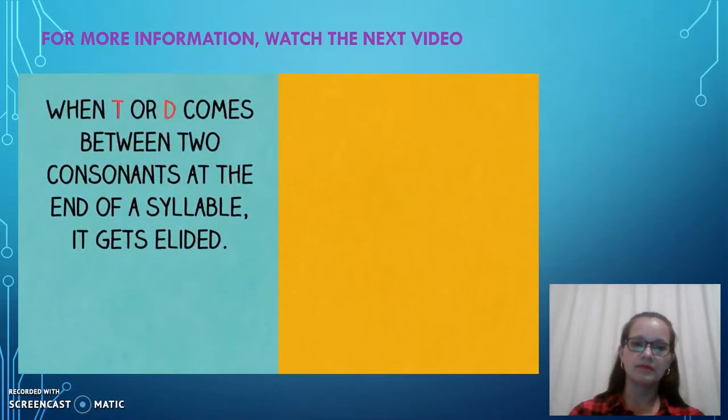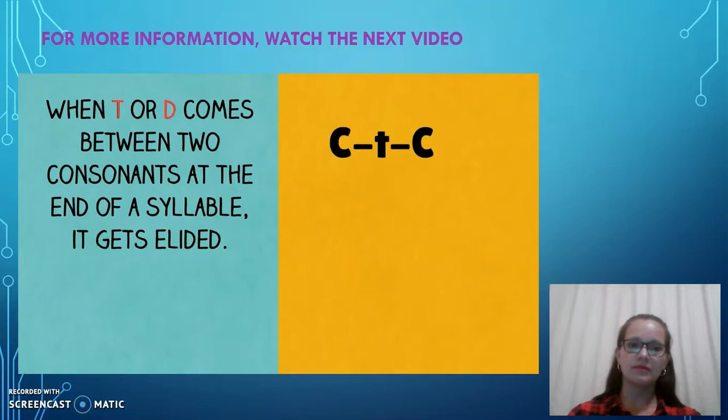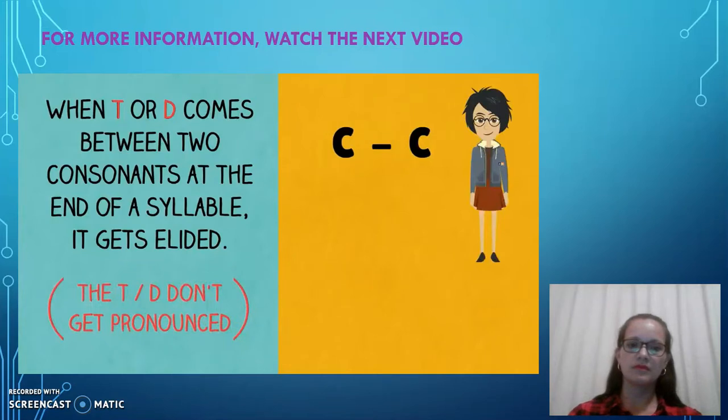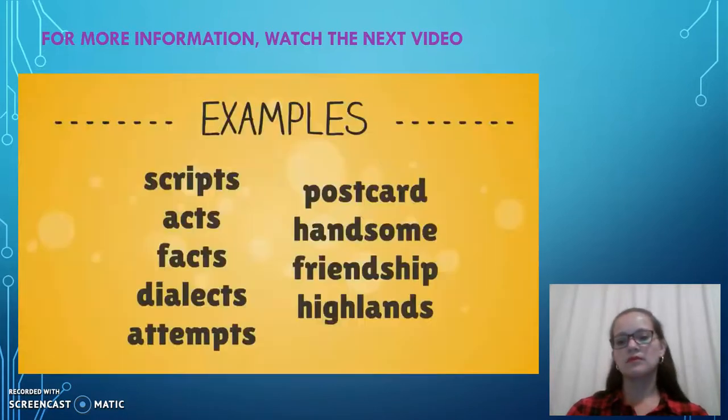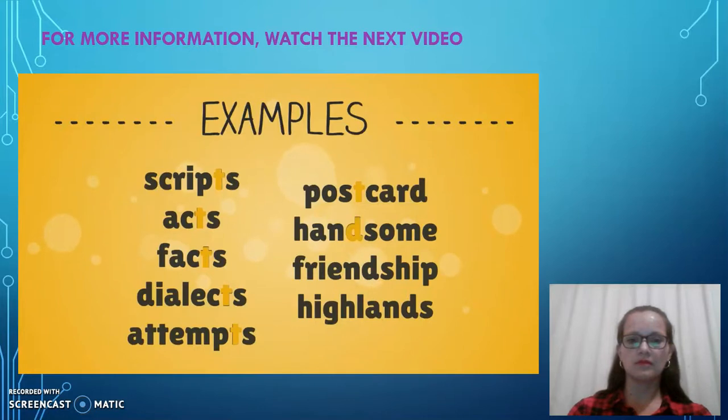Whenever T or D comes between two consonants at the end of a syllable, it gets elided, which means that it doesn't get pronounced. For example, instead of scripts, we say scripts. And instead of friendship, we say friendship. Let's practice pronouncing the following words using T and D elision. Scripts, acts, facts, dialects, attempts, postcard, handsome, friendship, highlands.